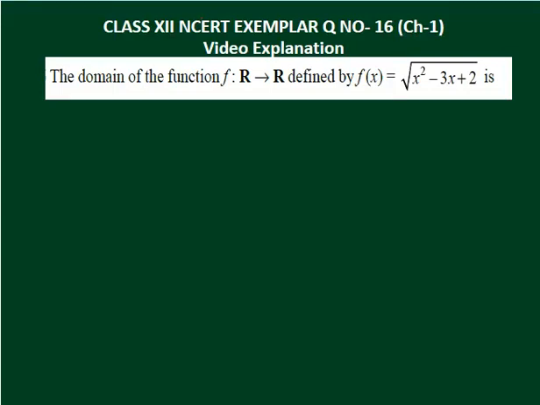I have a question today which is asking the domain of this function. Before finding the domain, let us recall if we have square root, then whatever inside the square root should be greater than or equal to 0. So I am going to start this. Here, for the domain, x square minus 3x plus 2 must be greater than or equal to 0.